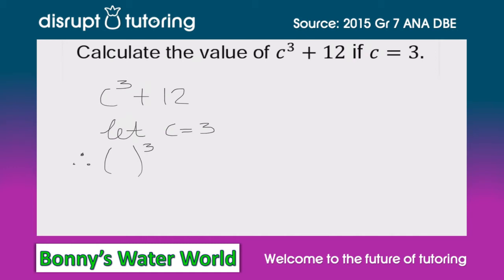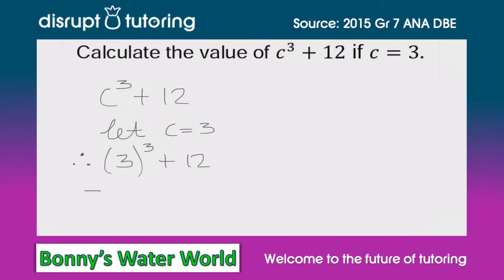Remember, the cube is on the outside. We're just replacing the c, plus 12. And within the brackets, I can put my 3. For, they've already said to us that c is equal to 3. Hence, I'm taking the 3 and I'm putting it in the place of the c.